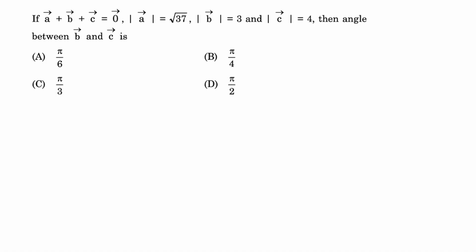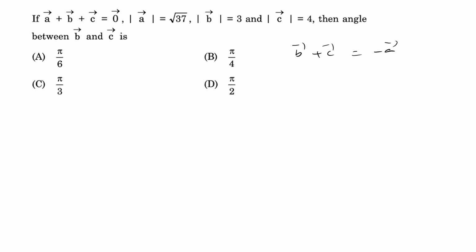The next question is, A plus B plus C is a null vector. We are given magnitude of A, magnitude of B, magnitude of C. We are interested in the angle between B and C. So what we do is, we can write B plus C is equal to minus A. If you want the angle between B and C, keep B and C on the left side. If you want the angle between A and B, you should keep A and B on the left side.